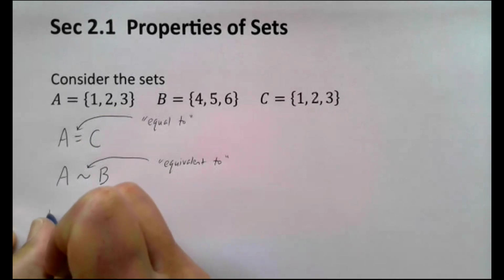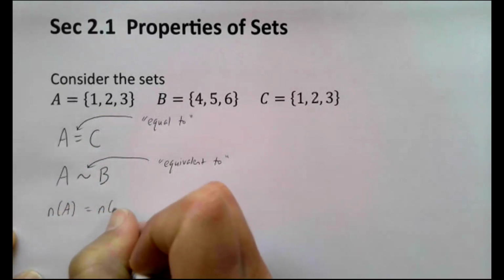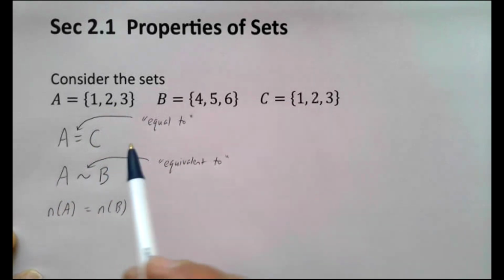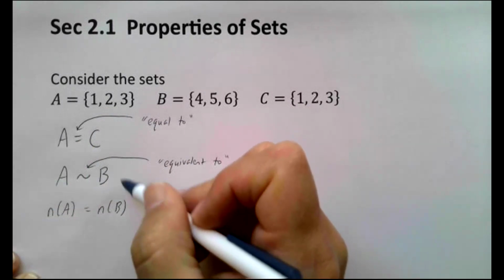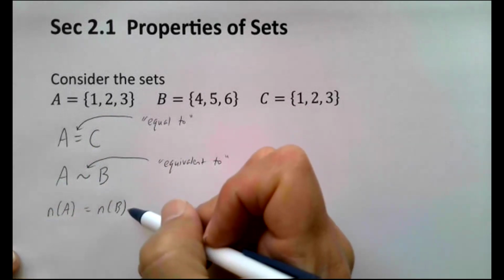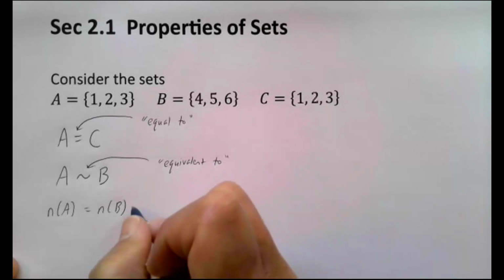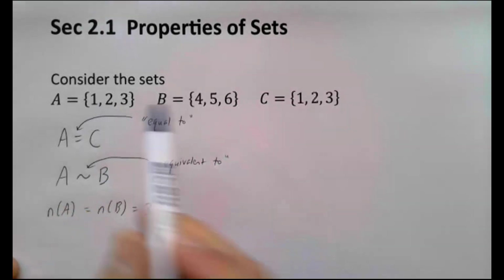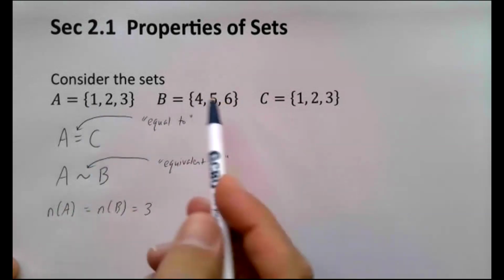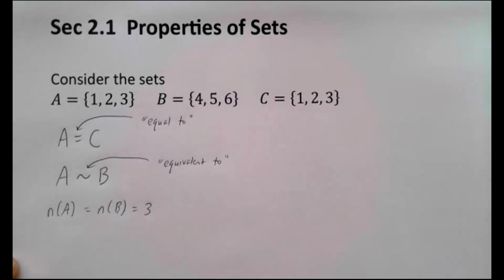Again, this is just another way of saying that the number of elements in set A is equal to the number of elements in set B. These two statements are pretty much the same. They're pretty much telling us the same information. In fact, they both have three elements inside of them, right? This has three elements inside of them. This also has three elements inside of them. They don't happen to be the same exact elements, but they happen to each have three elements inside of them.